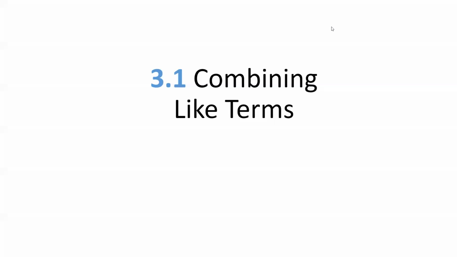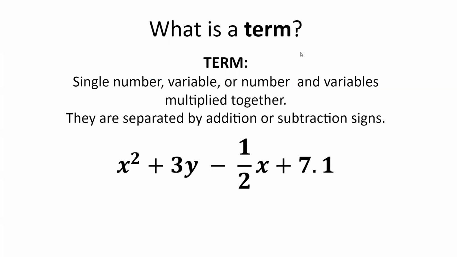So we are starting chapter 3 today. Our lesson notes are going to be over 3.1, combining like terms. The first thing that we have to do is talk about what a term actually is. So our lesson notes are titled combining like terms. So we know that the word combine means to put together. Like is something that's similar, they're like each other.